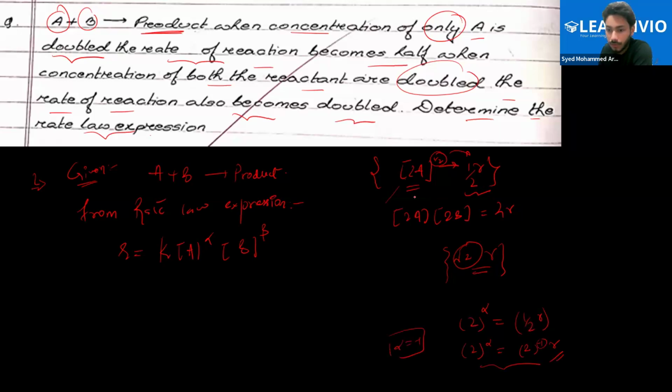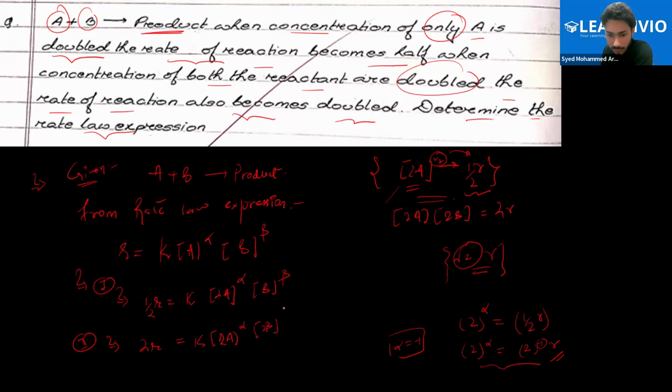Understood? So from the question that is given to you, just write the expression. The first given part, you can write as: if the concentration of A is doubled and the concentration of B remains the same, you'll end up getting your answer as half. And from the second part which is given to you, both the concentrations are doubled.